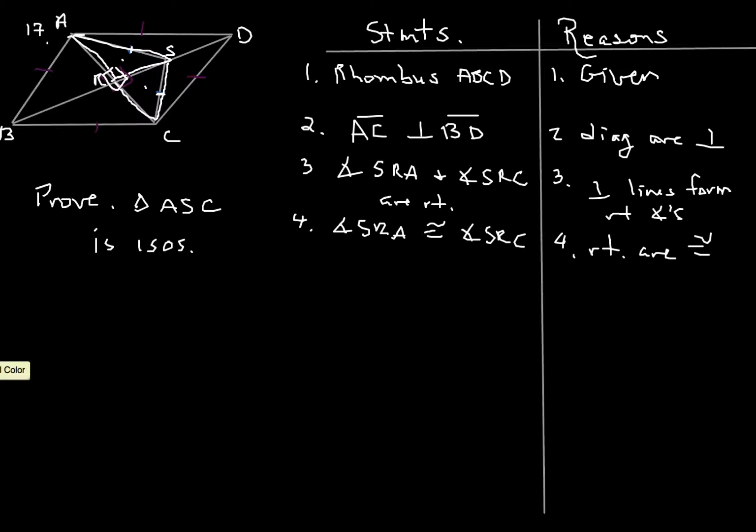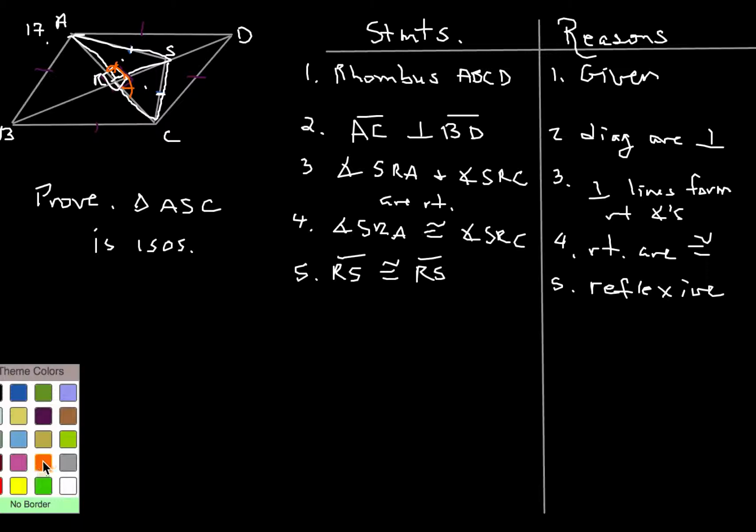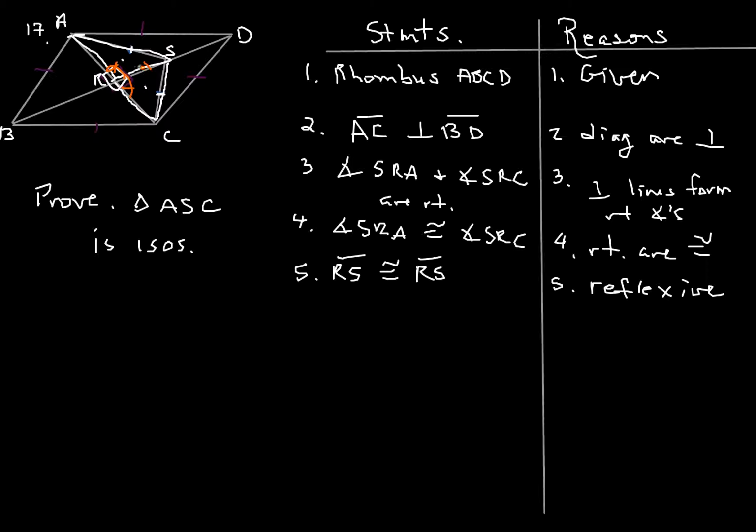Let's just do it something brighter. Orange is nice and bright. So we have this one is congruent to this. That's all we have so far. Oh, I see one. One is popping out at me. It's like a little scavenger hunt. We can say that RS is congruent to RS. And why can we say that? Because of the reflexive property. So you just say reflexive. So let's mark that in. So we got that right here. So we have a side and an angle.